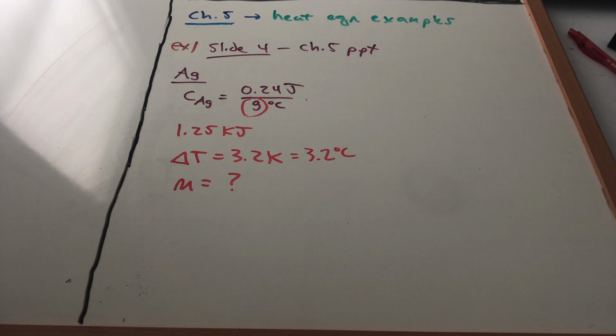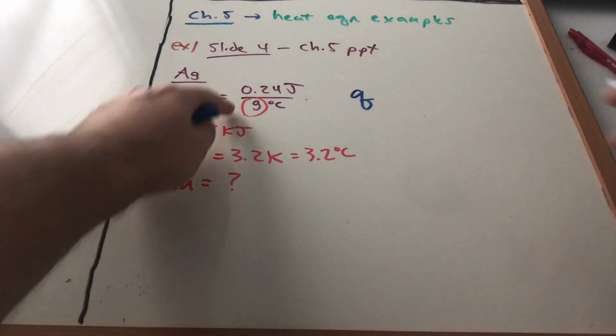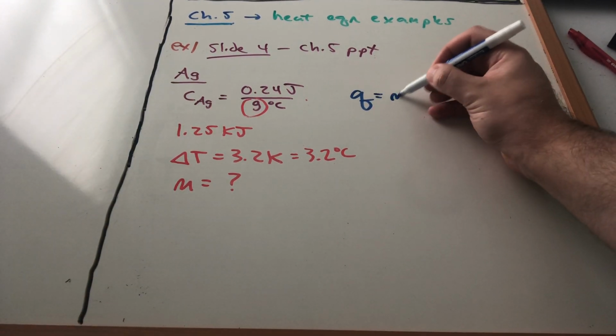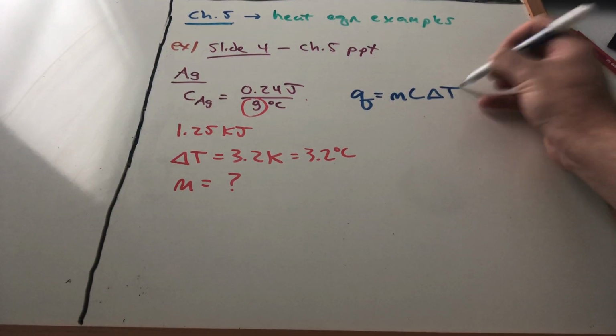Okay? And with just a focus on silver by itself, what that tells us is that we just need one of our Q equations. Well, what Q equation are we going to use? Again, we see grams down here. So Q equals MC delta T.